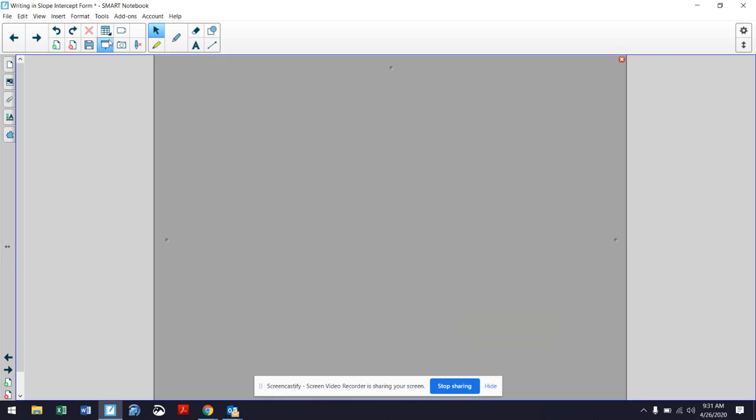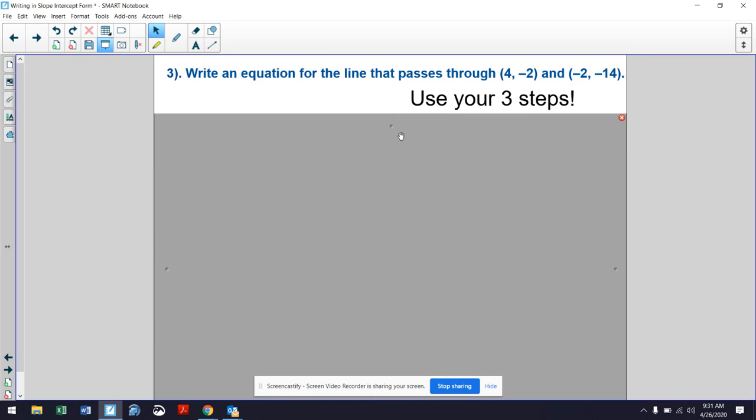So we're going to do this next one. I want you to do the whole thing on your own. So you're using the 2 points (4, negative 2) and (negative 2, negative 14). Pause the video, work out all 3 steps, which is first finding your slope. Second, using your slope and one of the 2 points to find your b value or your y-intercept, and then putting them all together into an equation. Start the video again when you're ready to check your whole solution.